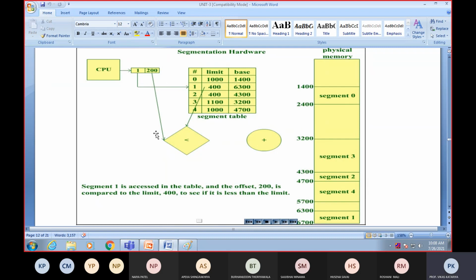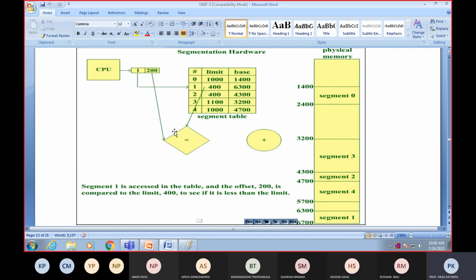So in order to translate a logical address to a physical address, we have to take help of the segmentation table. The segmentation table contains 3 columns: segment number, limit address and base address. The CPU generates a logical address, so we have to calculate the physical address for segment number 1. In the segment table, segment number 1 has a limit of 400 bytes and a base address of 6300.